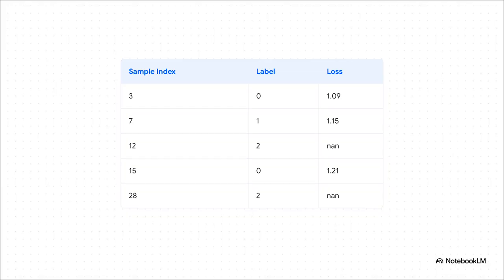And there it is, the smoking gun. We took a fresh model, ran one batch through it, and looked at the loss for every single example. And do you see the pattern? The loss is only nan whenever the label is 2. That is not a coincidence. That is a massive clue.